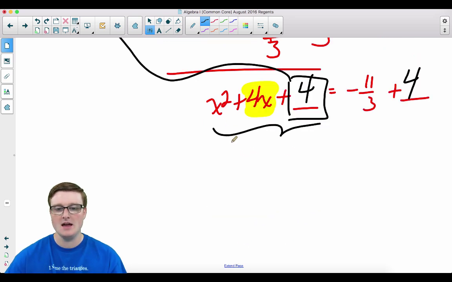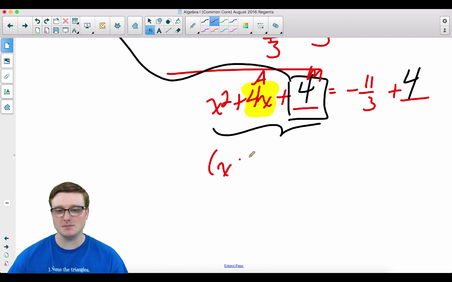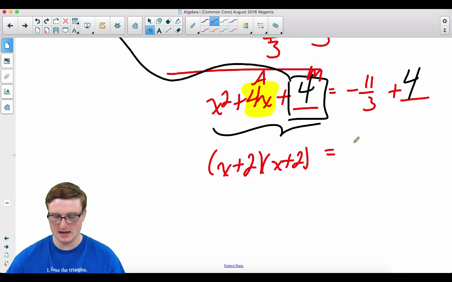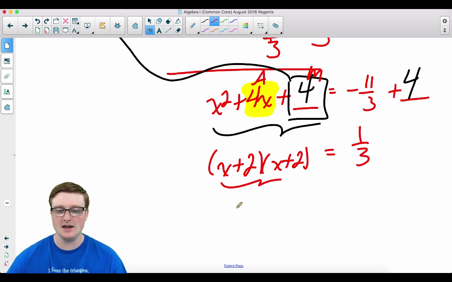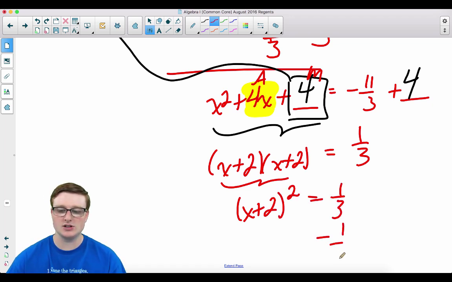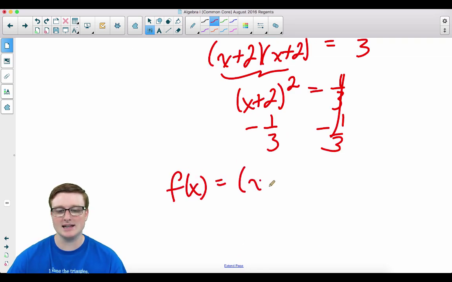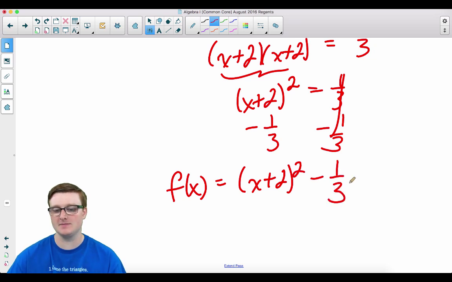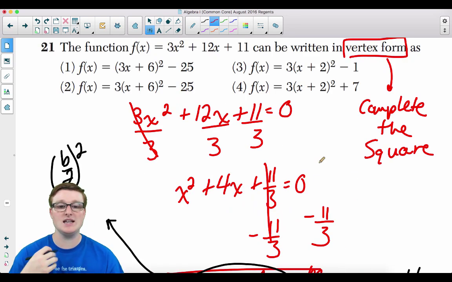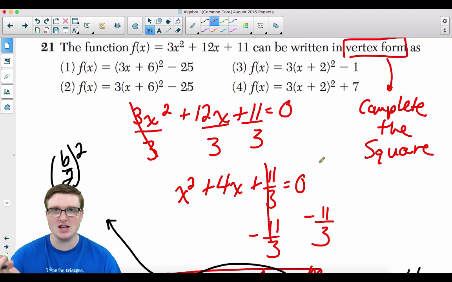Now let's keep going. Now we factor this by figuring out what adds to positive 4 and multiplies to give you positive 4. What's nice about completing the square is it's always the same number. So this is going to be x plus 2 equals, that is going to be 1/3. Now this becomes x plus 2 quantity squared equals 1/3, and then you just subtract the 1/3 on both sides. Now we get f of x is equal to x plus 2 quantity squared minus 1/3. Now if you go back to your answer choices, 1/3 is not even considered in the answer choices.